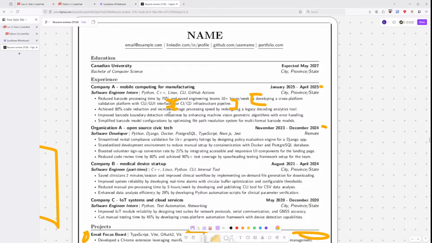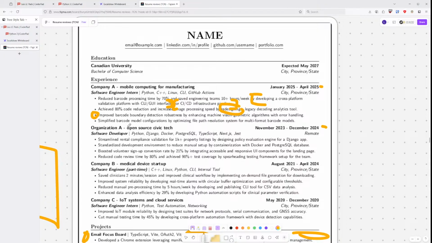80% code reduction, increased research, redesigning a legacy decoding analytics tool. Redesigning, I think, is carrying a lot of weight here. I would definitely clarify how you redesigned it. Improve barcode boundary detection robustness by enhancing machine vision geometric algorithms with error handling. I would again clarify this one.